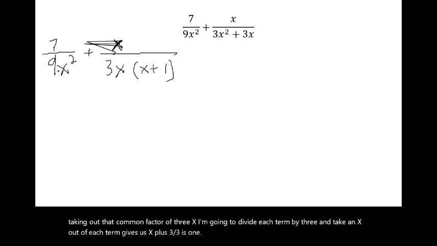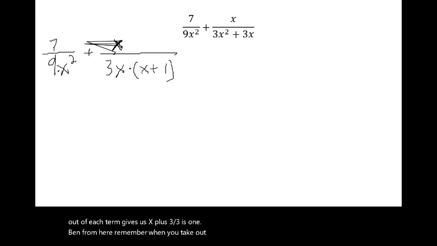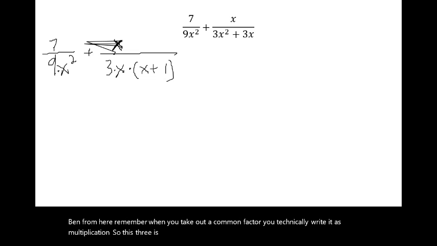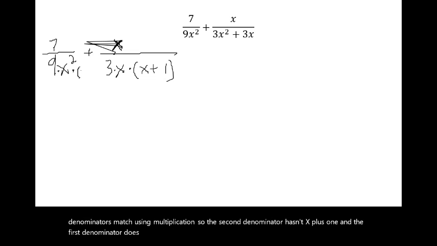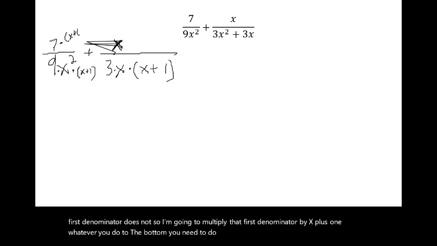From here, remember, when you take out a common factor, you technically write it as multiplication. So this 3 is a factor and this x is a factor. We're going to make the denominators match using multiplication. The second denominator has an x plus 1 and the first denominator does not. So I'm going to multiply that first denominator by x plus 1. Whatever you do to the bottom, you need to do the same thing to the top.